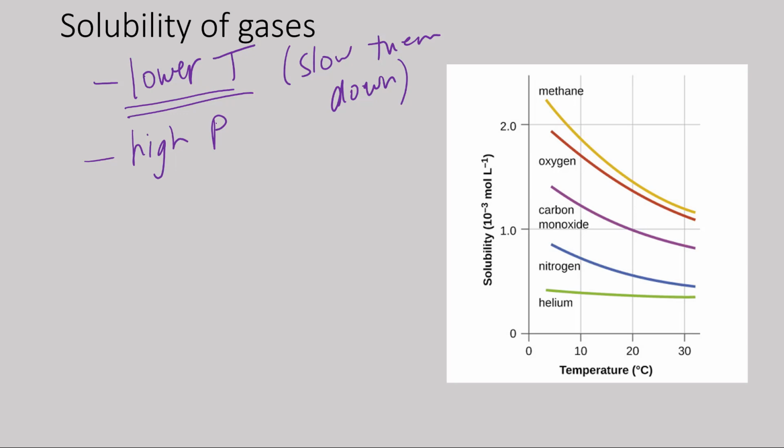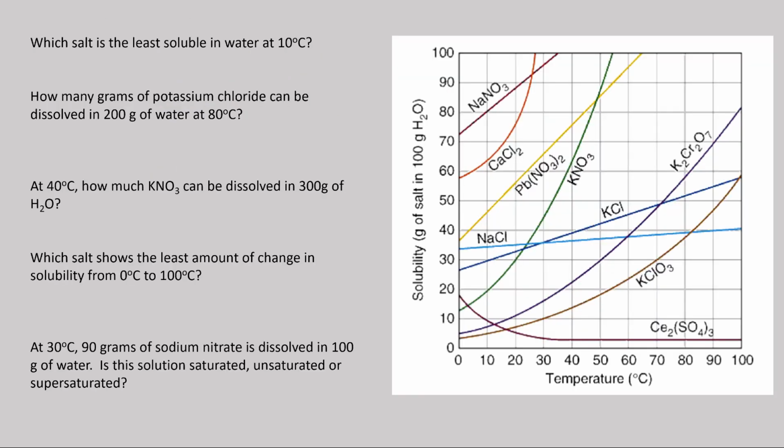So if you look over here to the right, for methane, as the temperature gets higher, the solubility decreases. Same with oxygen, carbon monoxide, nitrogen, helium. So the temperature increasing causes the solubility to go down. All right, so we're going to use this with a few questions and then it will be finished.